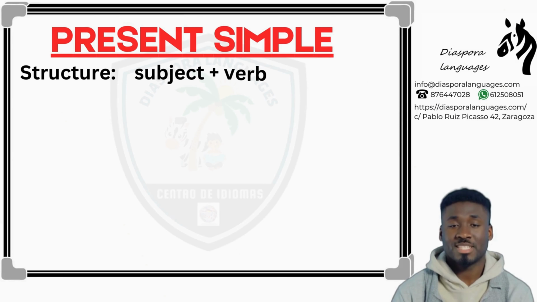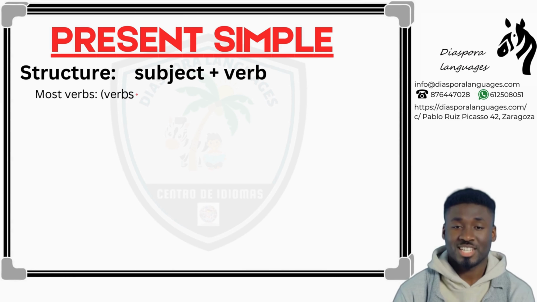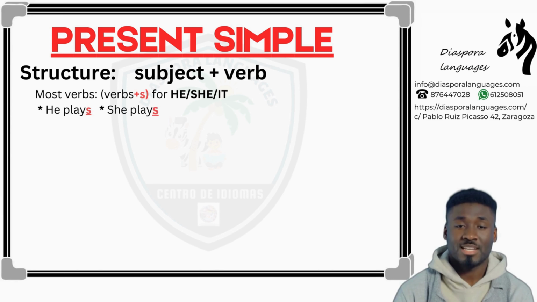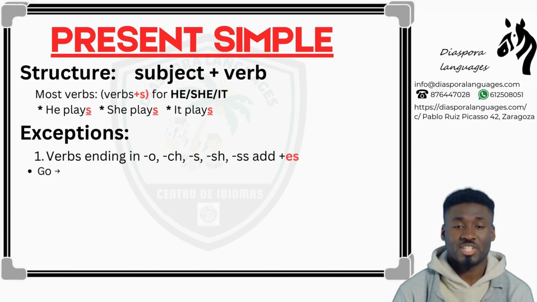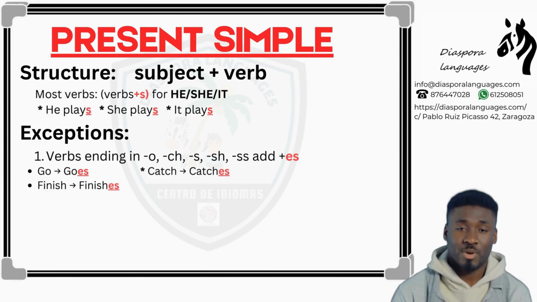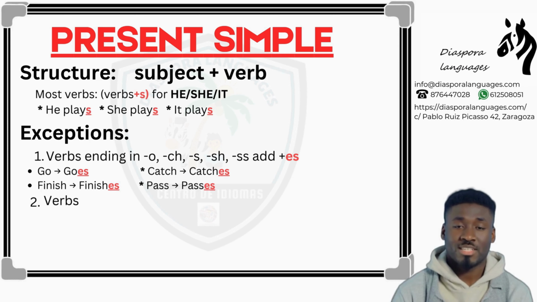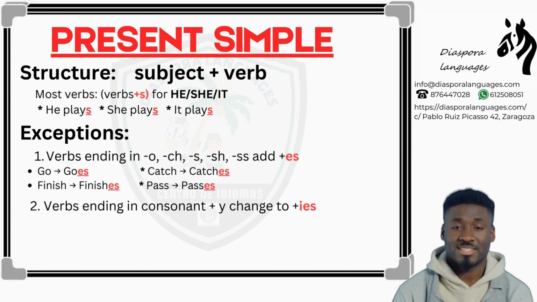While most verbs simply add S for he, she, and it, some verbs have different rules. Verbs ending in O, CH, S, SH, SS, we add ES. For example, go changes to goes, catch changes to catches, finish changes to finishes, pass changes to passes, and many more. Verbs ending in consonant plus Y change to IES. For example, study changes to studies, try changes to tries.